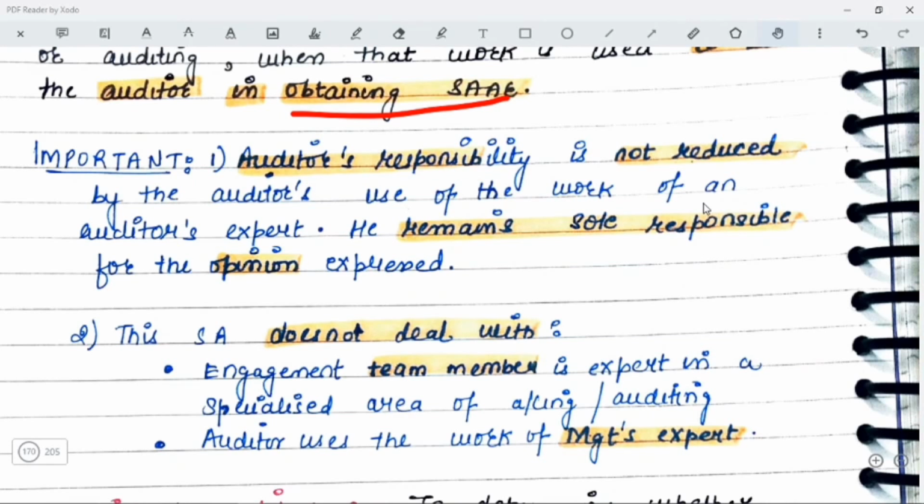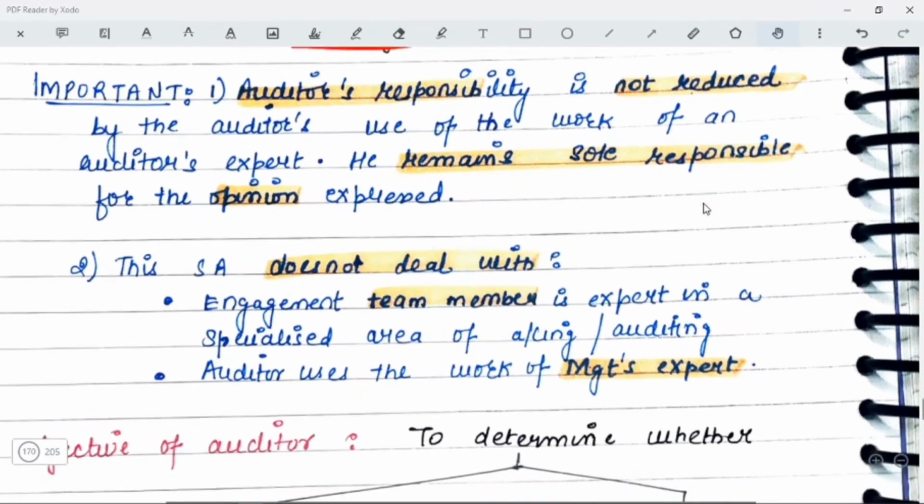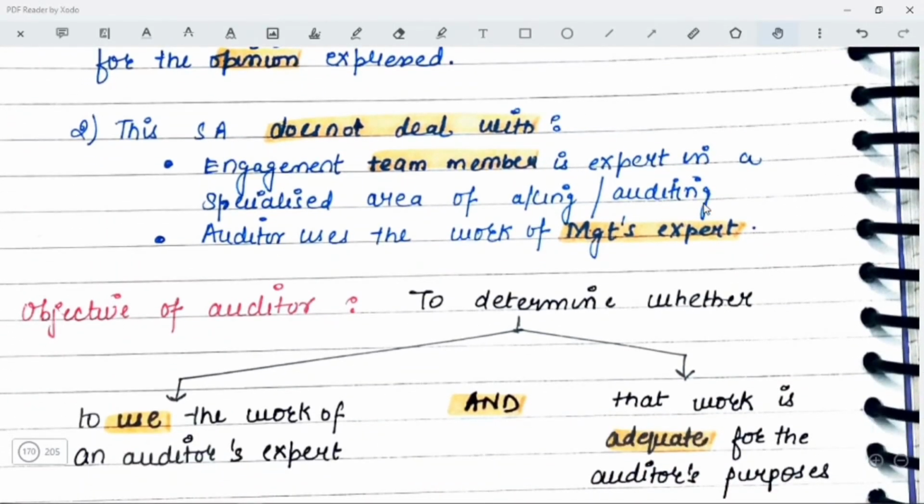First of all, the auditor's responsibility is not at all reduced by the auditor's use of the work of an auditor's expert. He remains solely responsible for the opinion which is being expressed. This SA does not deal with engagement team members who are experts in a specialized area of accounting or auditing, because here we are talking about the expert who is an expert in areas other than accounting or auditing. Now, the auditor uses the work of management's expert. This we had already covered in SA 500, where he checks the management's expert's competency, his level of objectivity and all those things. Here we are not going to talk about management's expert.